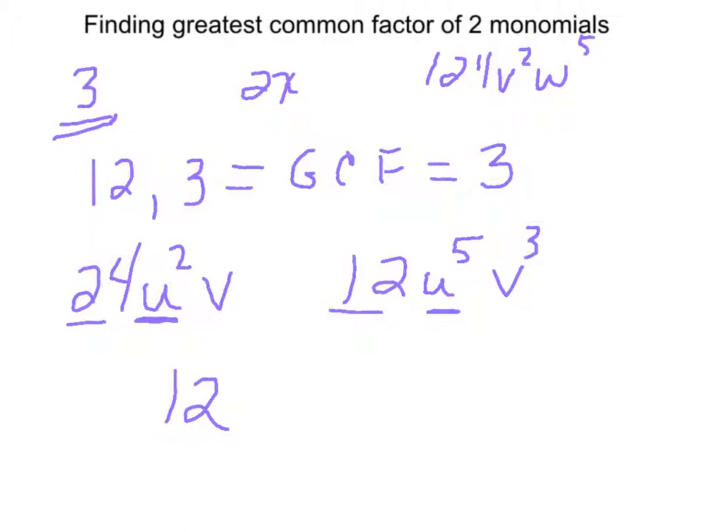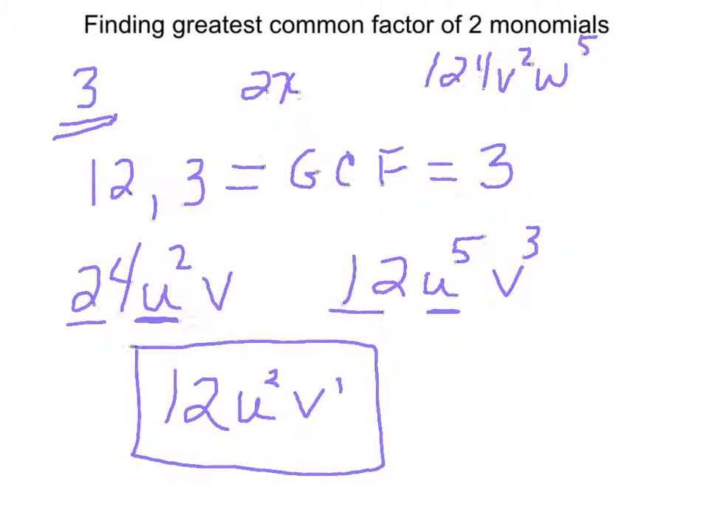What my students say after I say that is, Howard, don't you mean just take the exponent that's the smallest? And that's true. We look at u. What's the smallest exponent on u? Which one's smaller, u to the 5th or u squared? U squared is smaller, we put that down. Same thing with the v. We have a v to the 3rd and a v to the 1st. Which one's the smallest? V to the 1. And that's what you do. You just take the greatest common factor of the numbers and then write down for each letter the smallest exponent that appears. So that's that.